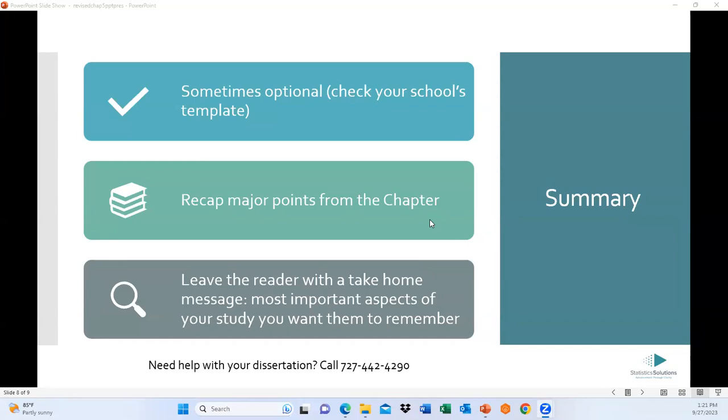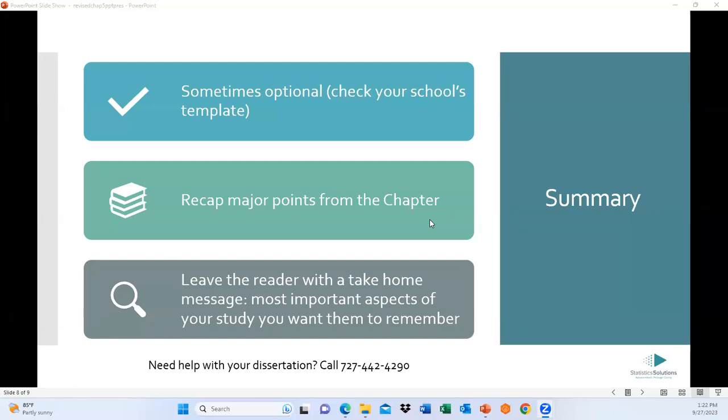So you want to recap major points from the chapter, like in any other summary of any other chapter, but you also want to leave the reader with the most important things you want them to remember about your study, the most important findings, right? You want to sell that. That's what I always tell people, and sell your findings at the end.